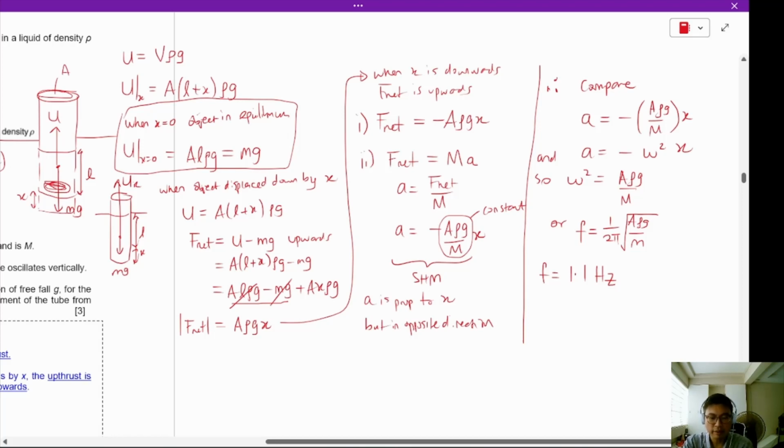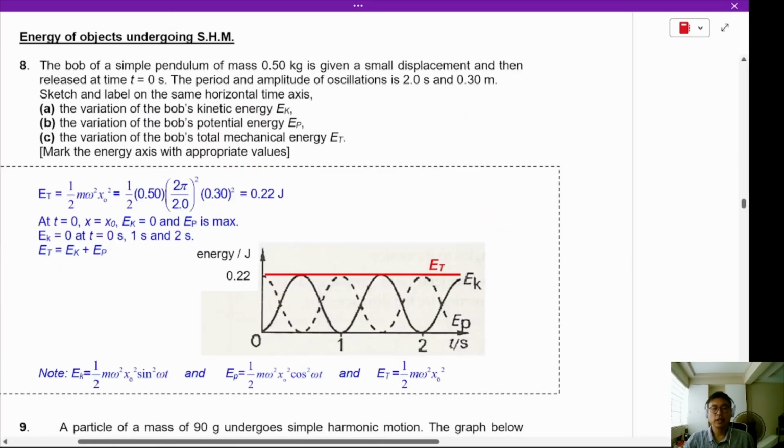Next, we know that the net force is ma, so we can get the acceleration by dividing by m. And we know that this is an SHM because A rho g over m is constant. So it looks just like the SHM equation. And then from here, we can find omega. Didn't I tell you that for all simple harmonic motion questions, the key is to find omega? Okay, and that's question 7. Now let's go on to question 8.